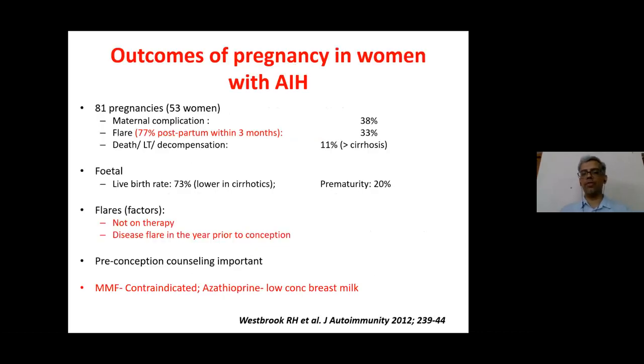Pregnancy is an important issue which we need to talk about. Maternal complications and fetal complications are higher than in the general population. The patients who have cirrhosis have a lower live birth rate. Flares occur in those patients who have not been treated well in the initial part of the pregnancy or the first year of conception. So those patients who have activity will have a higher chance of getting complications during the pregnancy or later down the time. Usually flares occur in the postpartum period, within the first 3 months after the delivery.